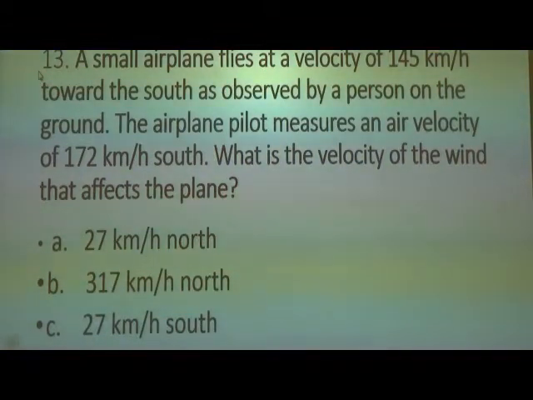So the person saw it as 145 kilometers per hour, so there has to be some wind affecting it. So you have to do this as vectors, add the vectors together. So do that right now, sketch it and see if you can come up with the right answer. He wants to know the velocity of the wind.